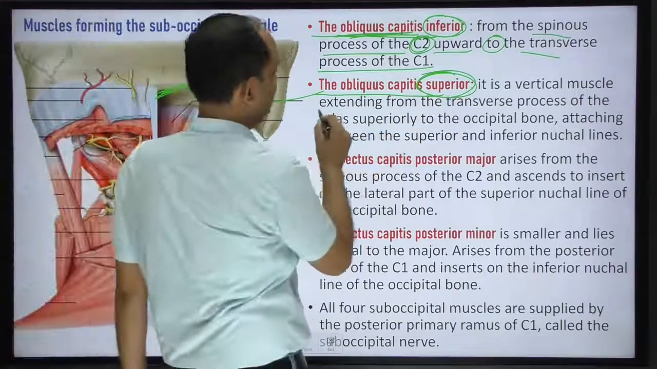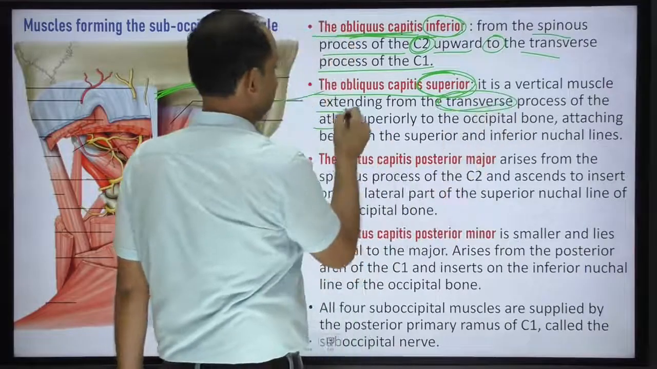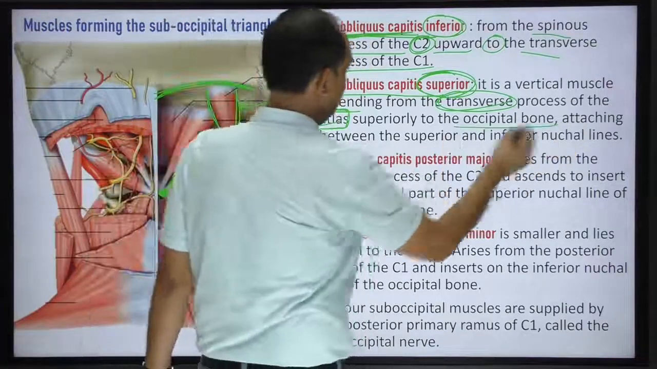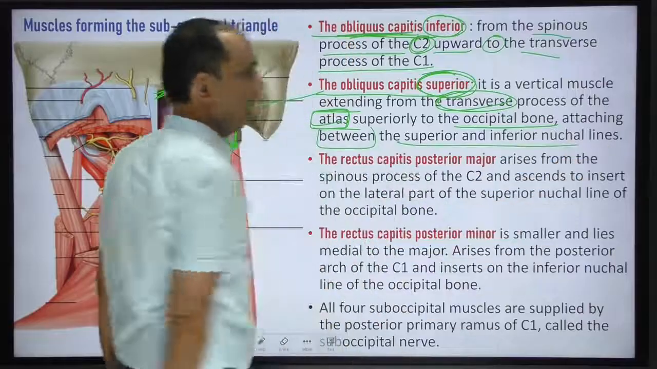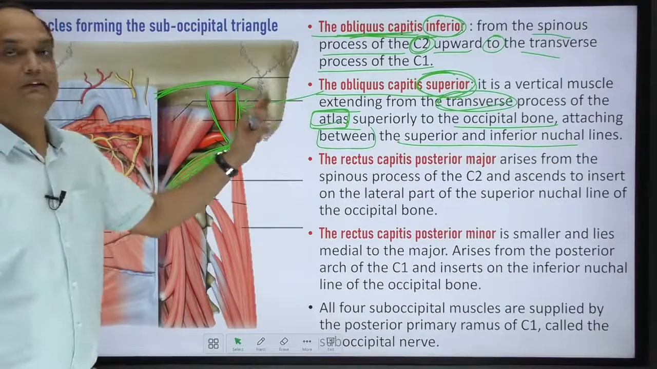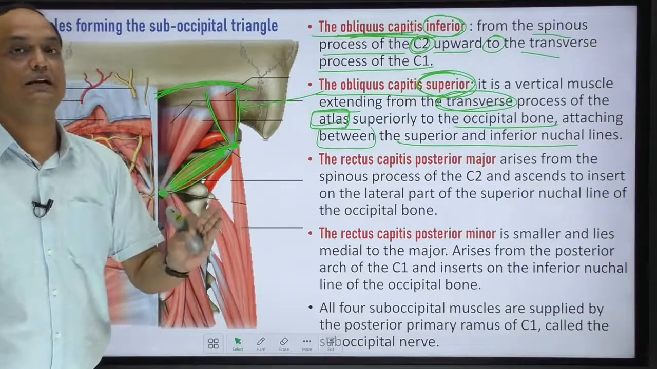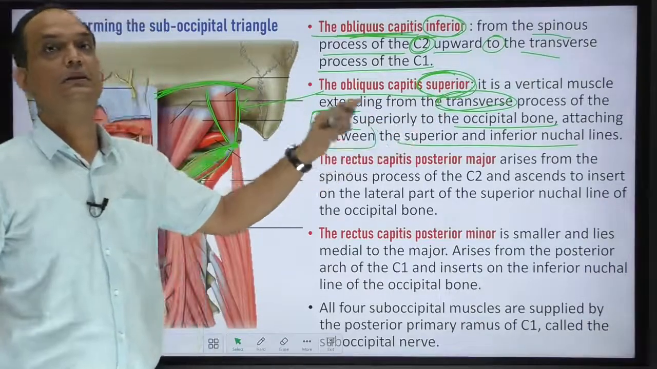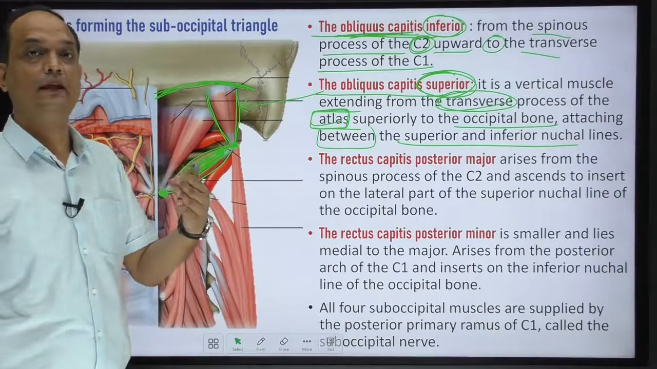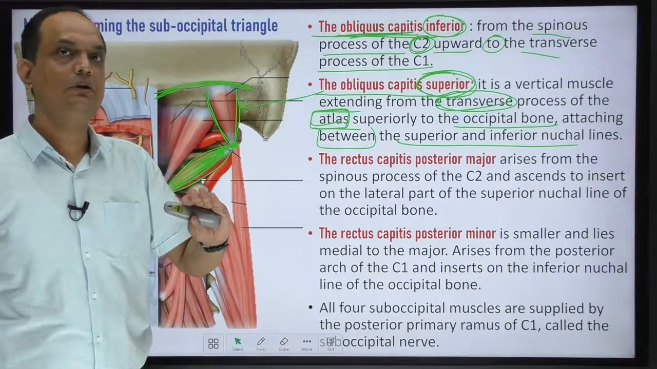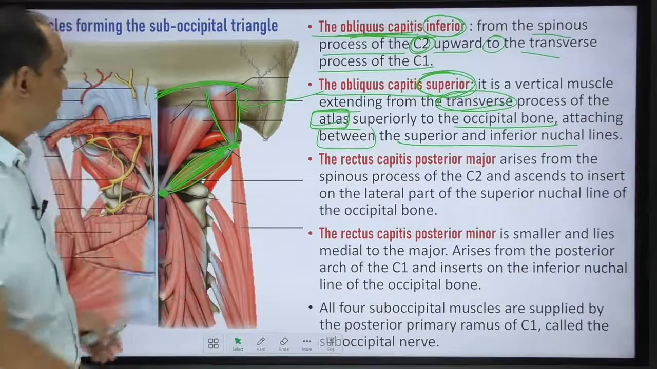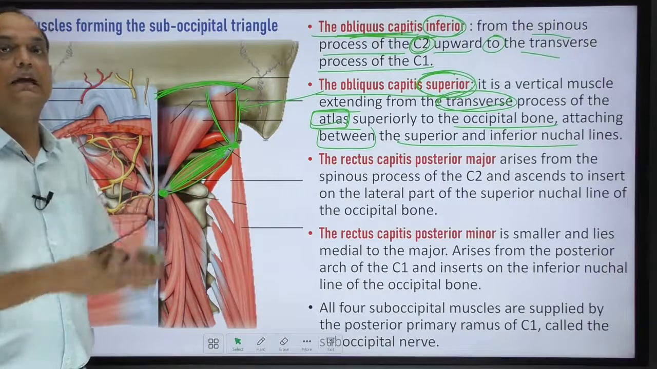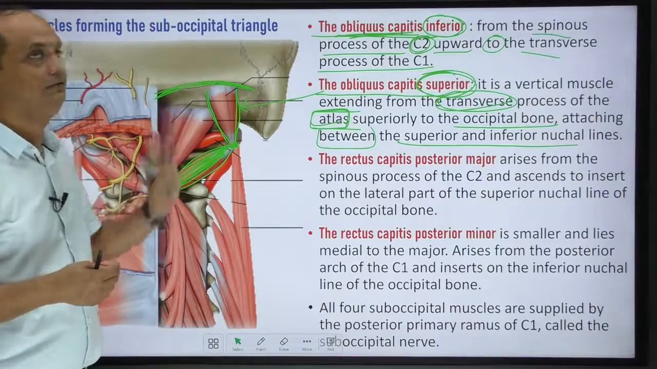So it is a vertical muscle extending from the transverse process of the atlas. Clear? Atlas means first cervical vertebra, and it goes to the occipital bone, attaching between the superior and inferior nuchal line. Clear? So this is again an important question to ask in exam: obliquus capitis superior is attached in the suboccipital region, but where? It is not behind the foramen magnum. You have the inferior nuchal line first, then the superior nuchal line. So it is between the inferior and superior nuchal line.